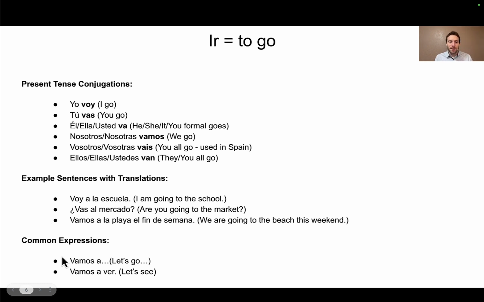You can also use common expressions like vamos a, and like that's saying like let's go to do something. Vamos a la playa. Let's go to the beach, right? Or you can also say vamos a ver. Vamos a ver. It means let's see.